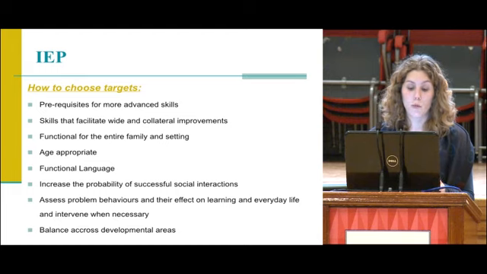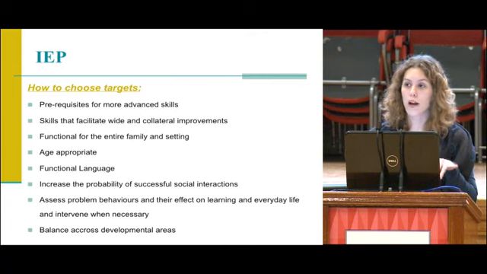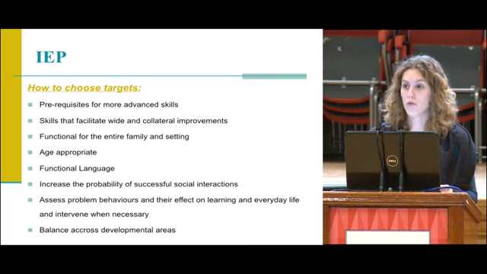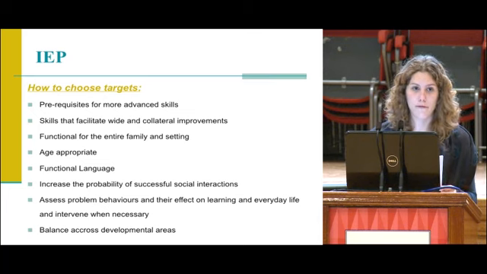Then we have to increase the probability of successful interactions. We have to assess problem behaviors and their effects on learning and everyday life, and to intervene when necessary. So for example, vocal stereotypy of a 3-year-old child may not bother other family members, but thinking of its possible interference with learning and group instruction when this child will be at school would probably lead us to want to address this problem behavior early enough.